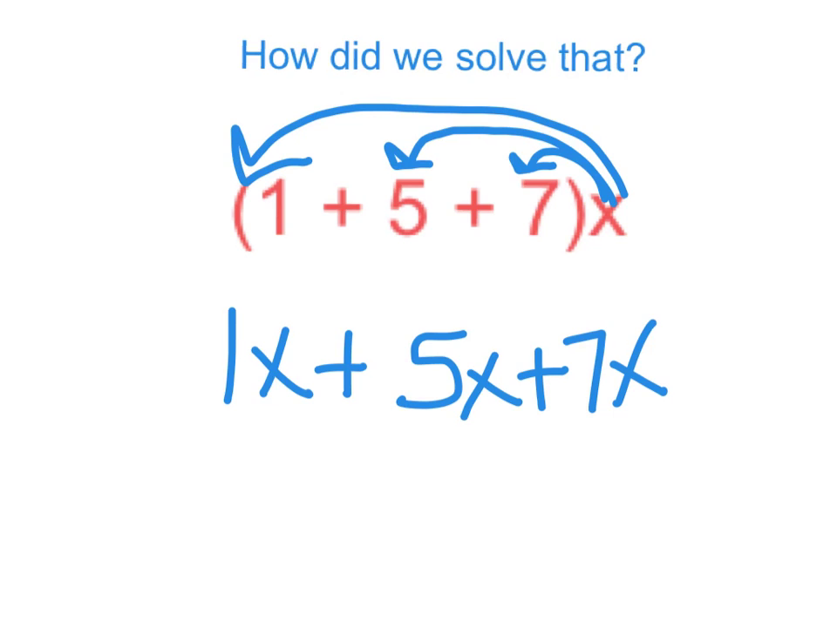Since all of the numbers in this problem share the same variable, all we need to do is add the numbers. So 1 plus 5 plus 7 is 13. So our answer will be 13x.